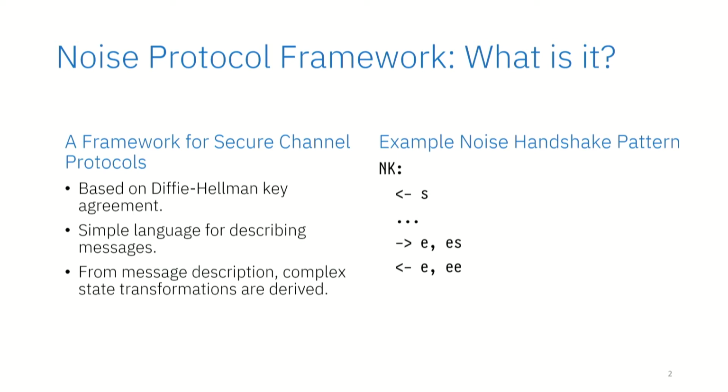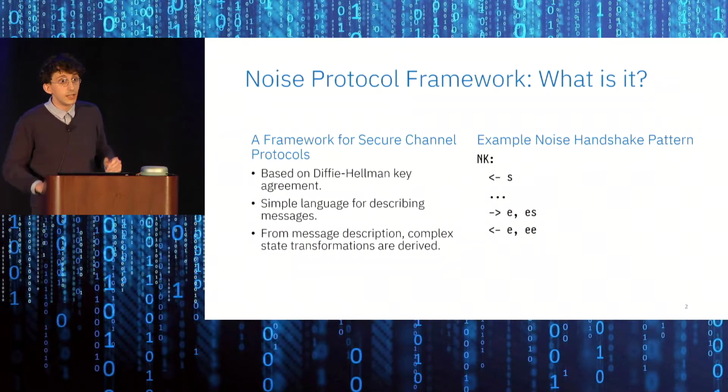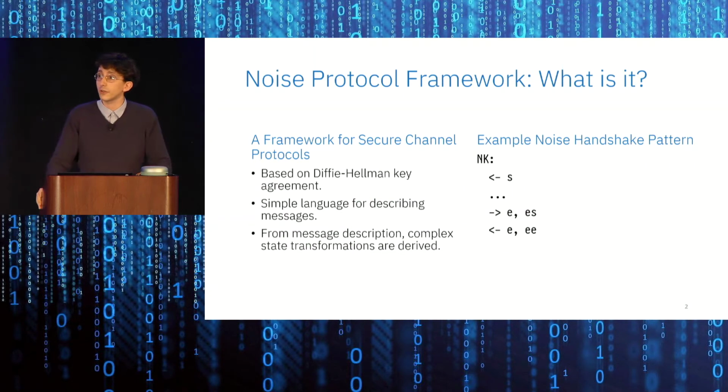you have the complex state transformations, which are specified in the Noise specification. They essentially say, well, this token's here, we're going to have that transcript hash mixed in, and so on. So all of these rules contained in the Noise spec kick in, and then you get a whole secure channel protocol thing, which is really cool.